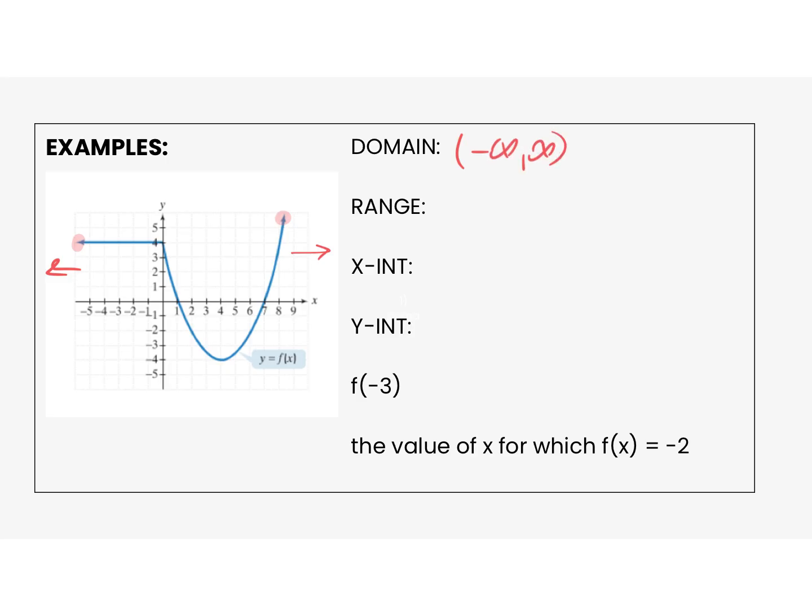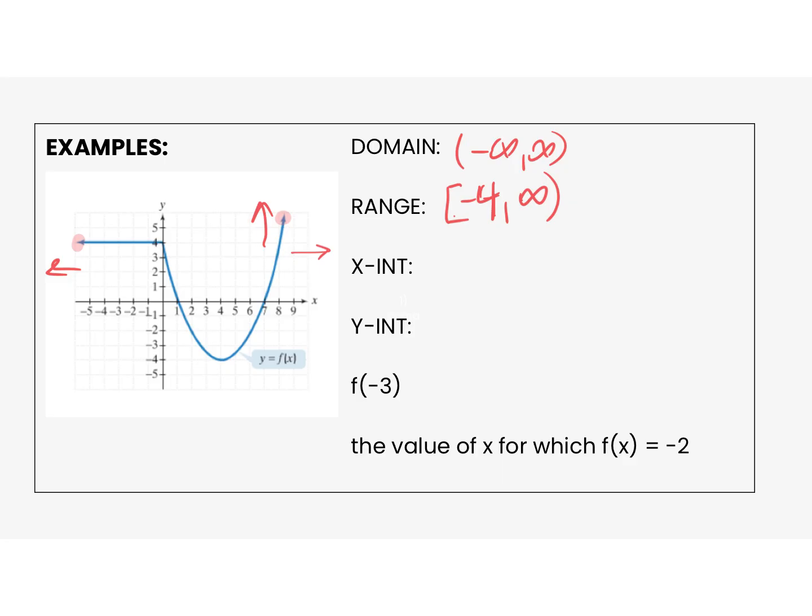All right, my range, I'm looking at my y values, so nothing goes below -4. That is a point on the graph, so that is included. So a bracket at -4. And then, again, those arrows tell me this is going to keep going up to infinity. So my range is -4 included to infinity.